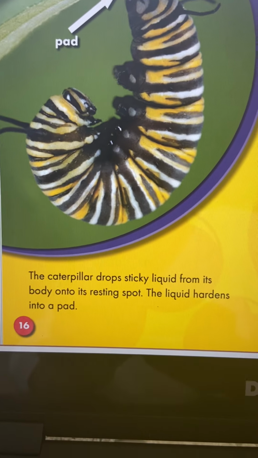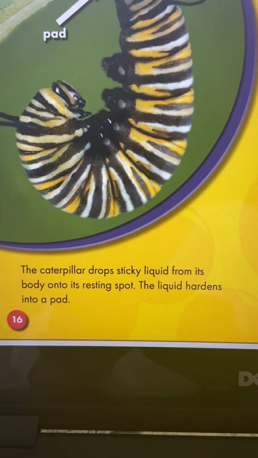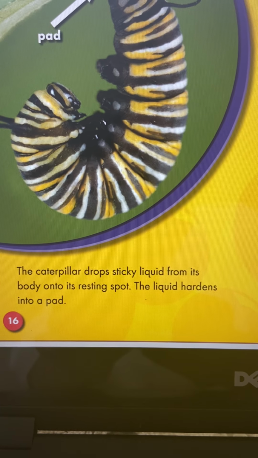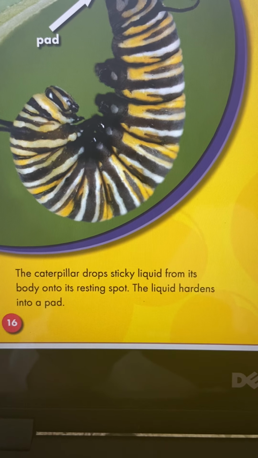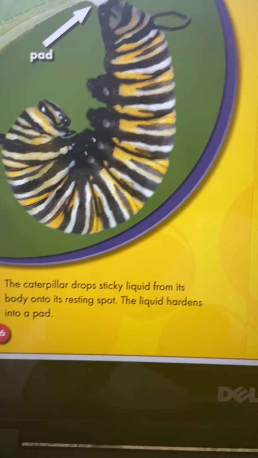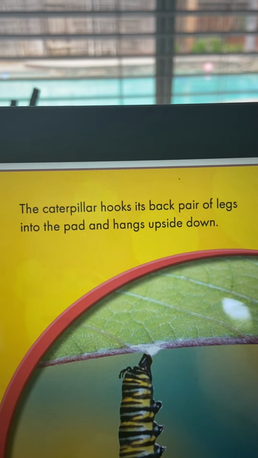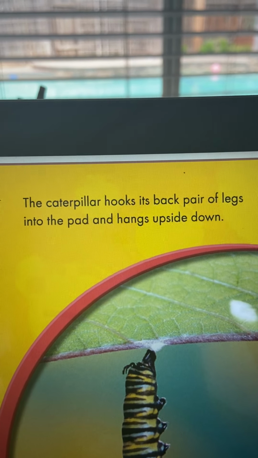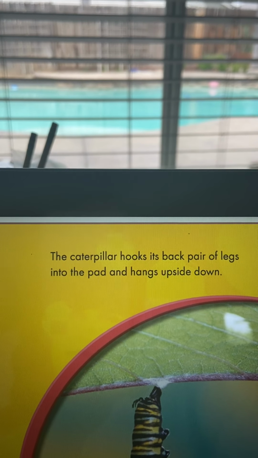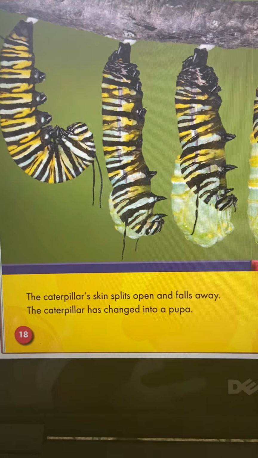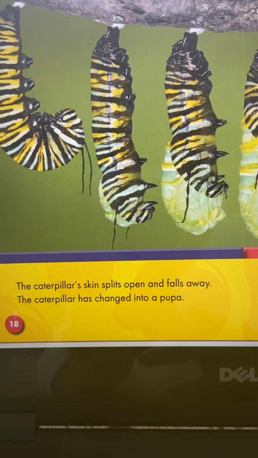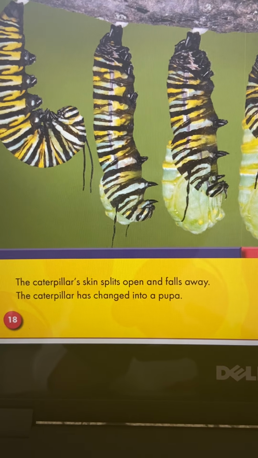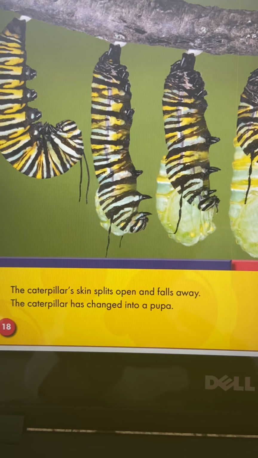The caterpillar drops sticky liquid from its body onto its resting spot. The liquid hardens into a pad. The caterpillar hooks its back pair of legs into the pad and hangs upside down. The caterpillar's skin splits open and falls away. The caterpillar has changed into a pupa.